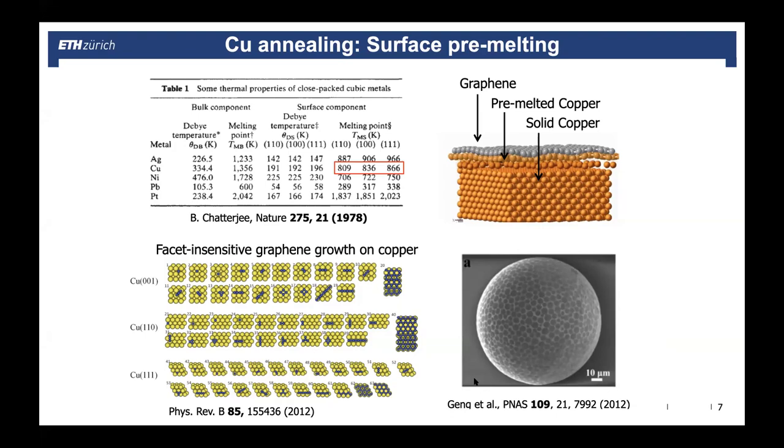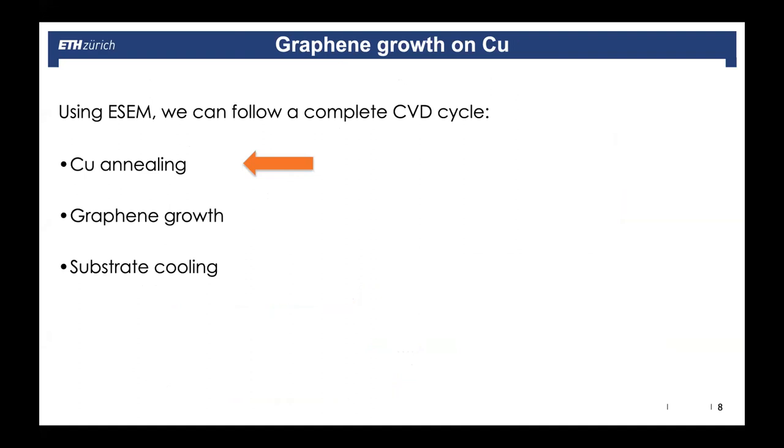Anyhow, so at high temperature, the surface is pre-melted, and you had lots of issues with these contaminating silica particles that come to the surface. But now let's switch from the annealing in hydrogen to the growth conditions. And let me just pause this video a bit.